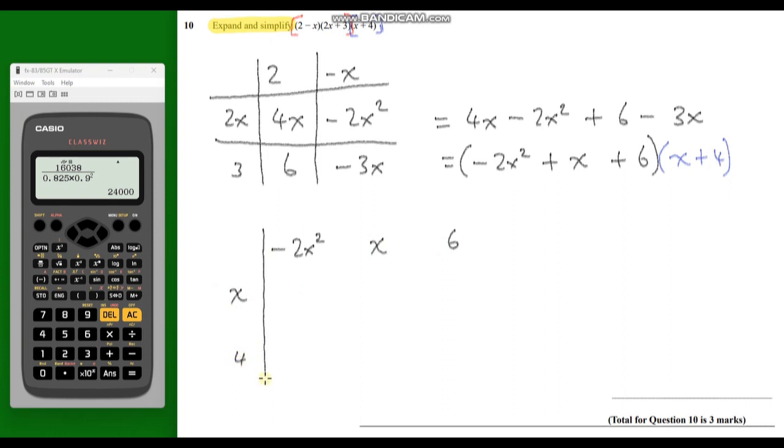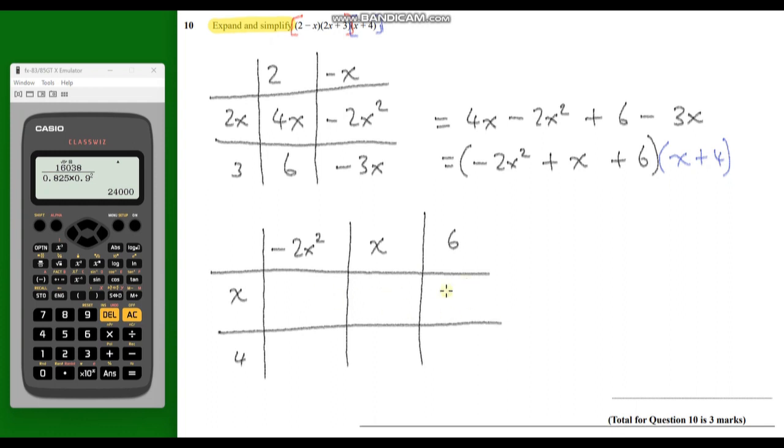Now we should have 6 terms. So this is one of the reasons why I use the grid method, is because I know that I'm going to be left with 6 terms. If you use the FOIL method, sometimes you might forget to multiply some things together and you might end up with 5 terms. So I think this just helps me organise everything.